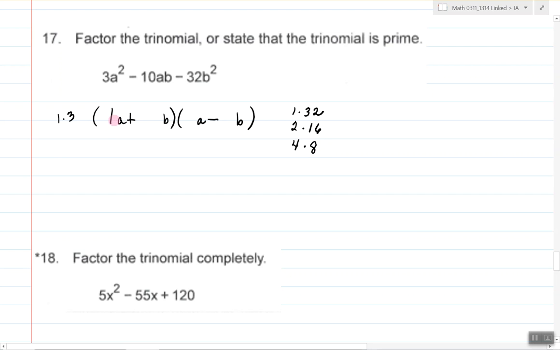I have to start with 1 and 3, and I'm going to go ahead and start with 4 and 8. It may or may not be right. Outer, inner. Outer product is minus 8ab. The inner is positive 12ab. Remember, the signs are different, so I'm subtracting. That gives me 4ab, and that's not correct.